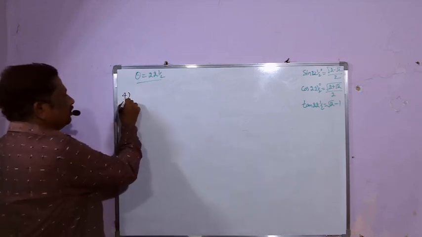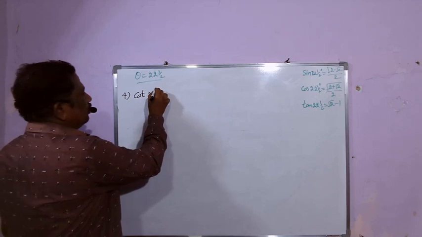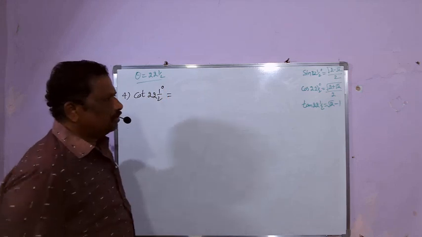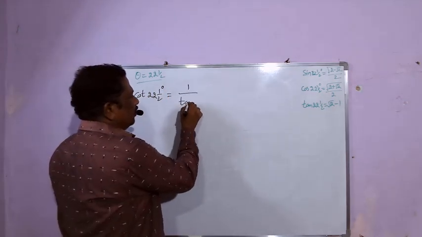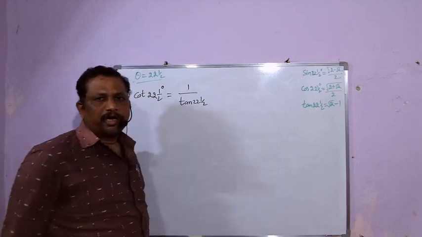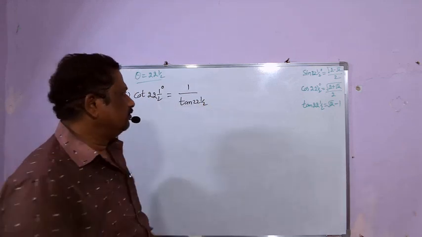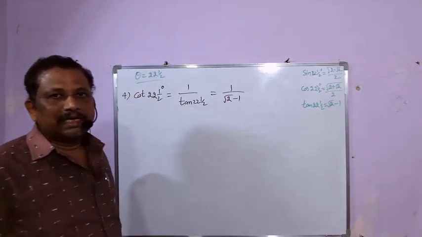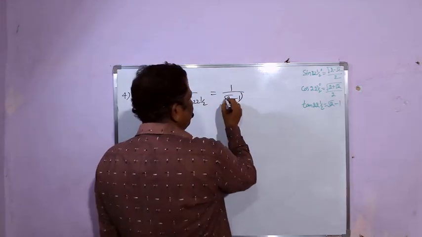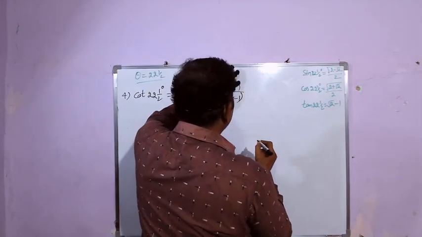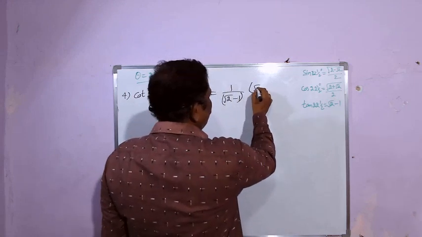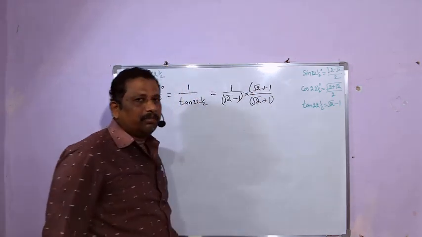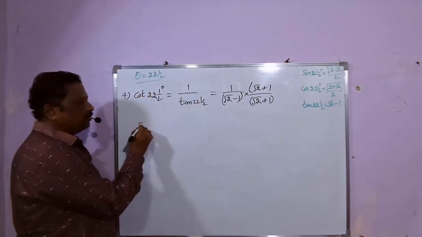Next, the fourth one, cot 22.5 degrees. It is a reciprocal of tan. Cot is 1 by tan, so 1 by tan 22.5 degrees. Tan 22.5 degrees we already found, root 2 minus 1. Now rationalize the denominator. The rationalizing factor of the denominator is root 2 plus 1. So numerator and denominator you have to multiply with root 2 plus 1.